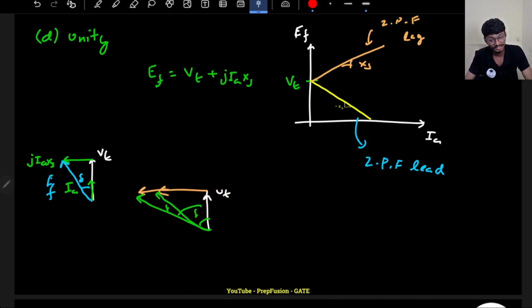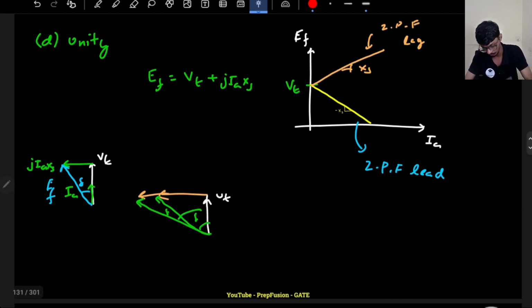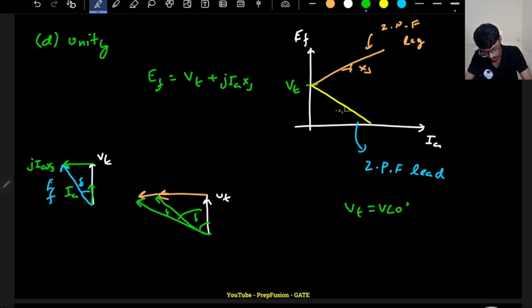Okay, so if I keep on increasing the load, this is increasing. Now what kind of curve will this follow? That I want to know. What kind of curve? So IA has angle 0, right? Because VT has angle 0. VT is equal to V angle 0. So IA is equal to I angle 0.